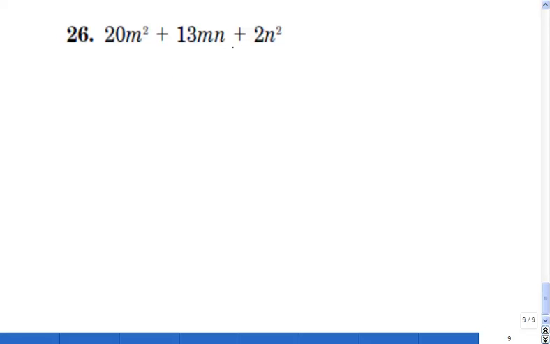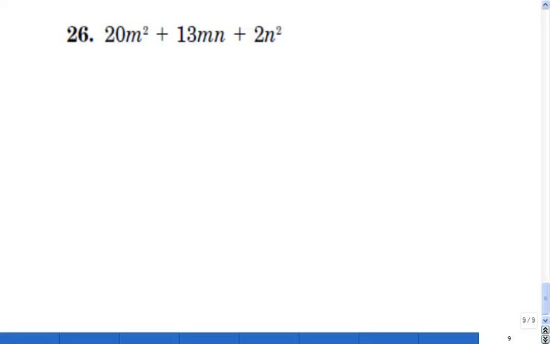I'm looking at this problem in here. First thing, like I said, look for common factors. There is none: 20, 13, 2, m, m, and n, no way, right? Perfect square? Well, to be a perfect square, I need to have the first and the last term squared, and they're not perfect squares. What else can we do, right?